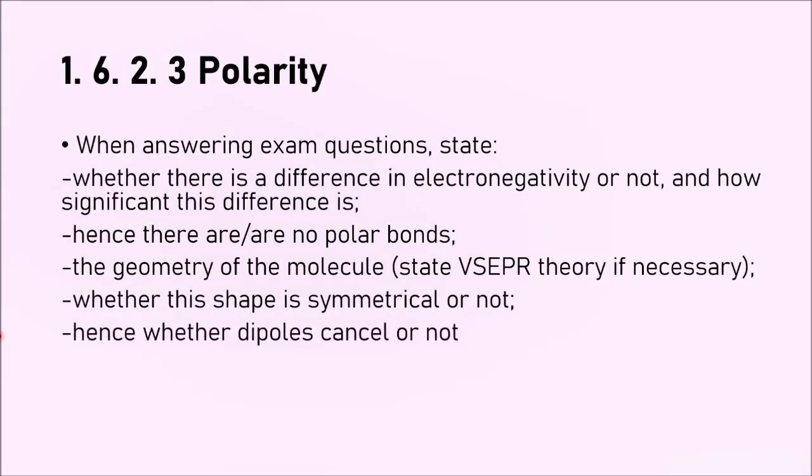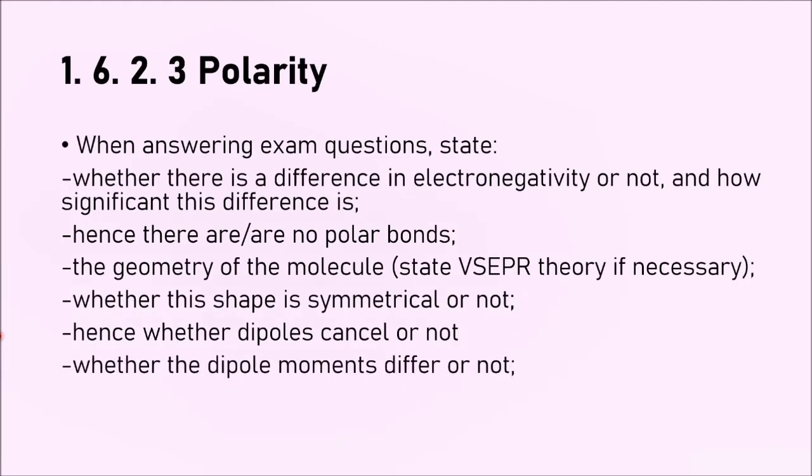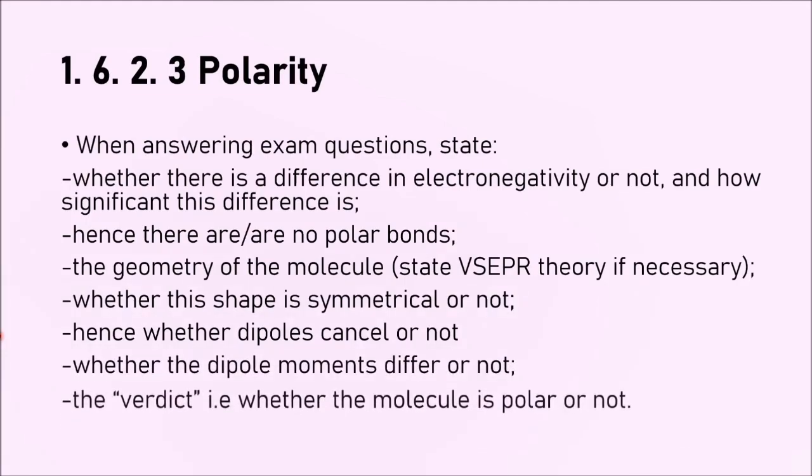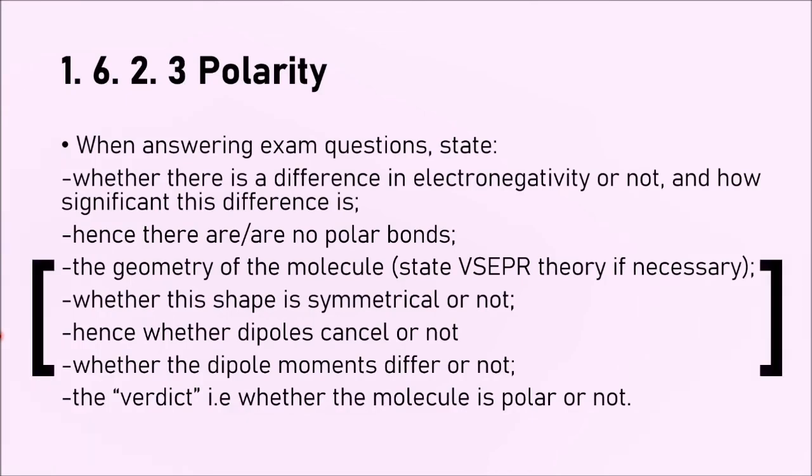And finally, then you're able to give your verdict, i.e. the conclusion, whether or not the molecule is polar. Now, of course, if there are no polar bonds, then all of these 4 points here we can ignore, and you just go straight to your conclusion.